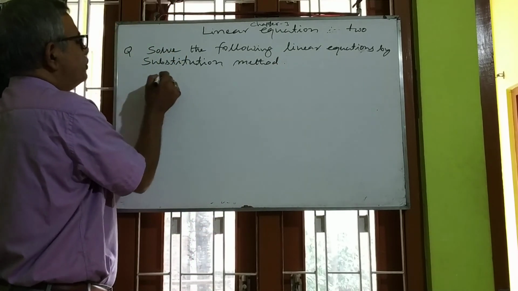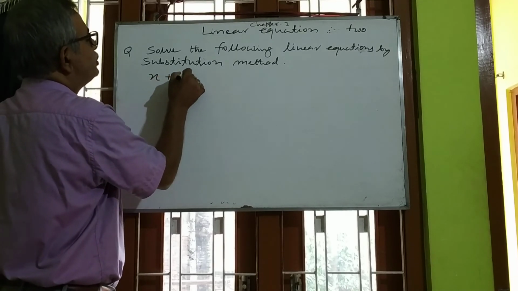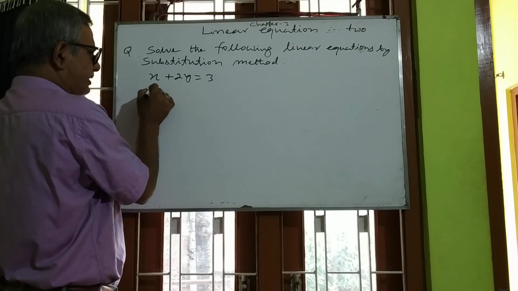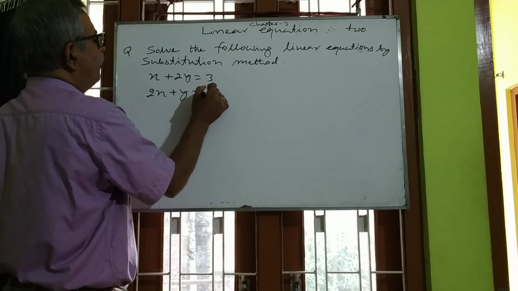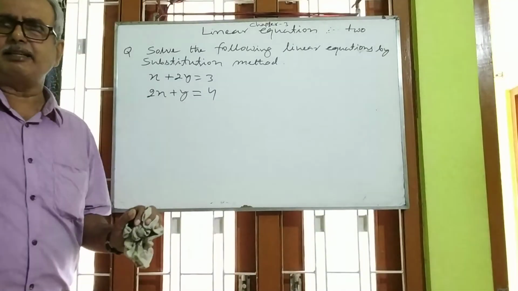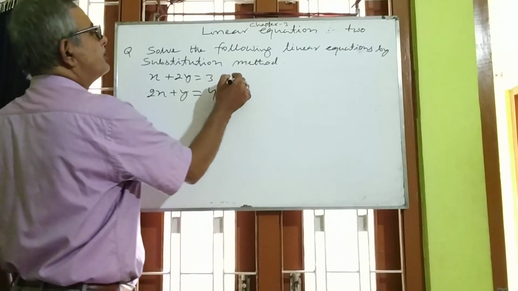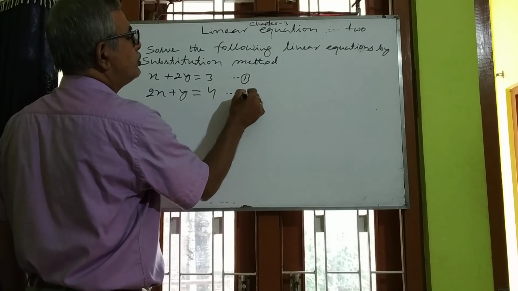Here, two equations I am writing. x plus 2y is equal to 3. Another is 2x plus y is equal to 4. Two equations. How can you solve? This is equation number 1. This is equation number 2.